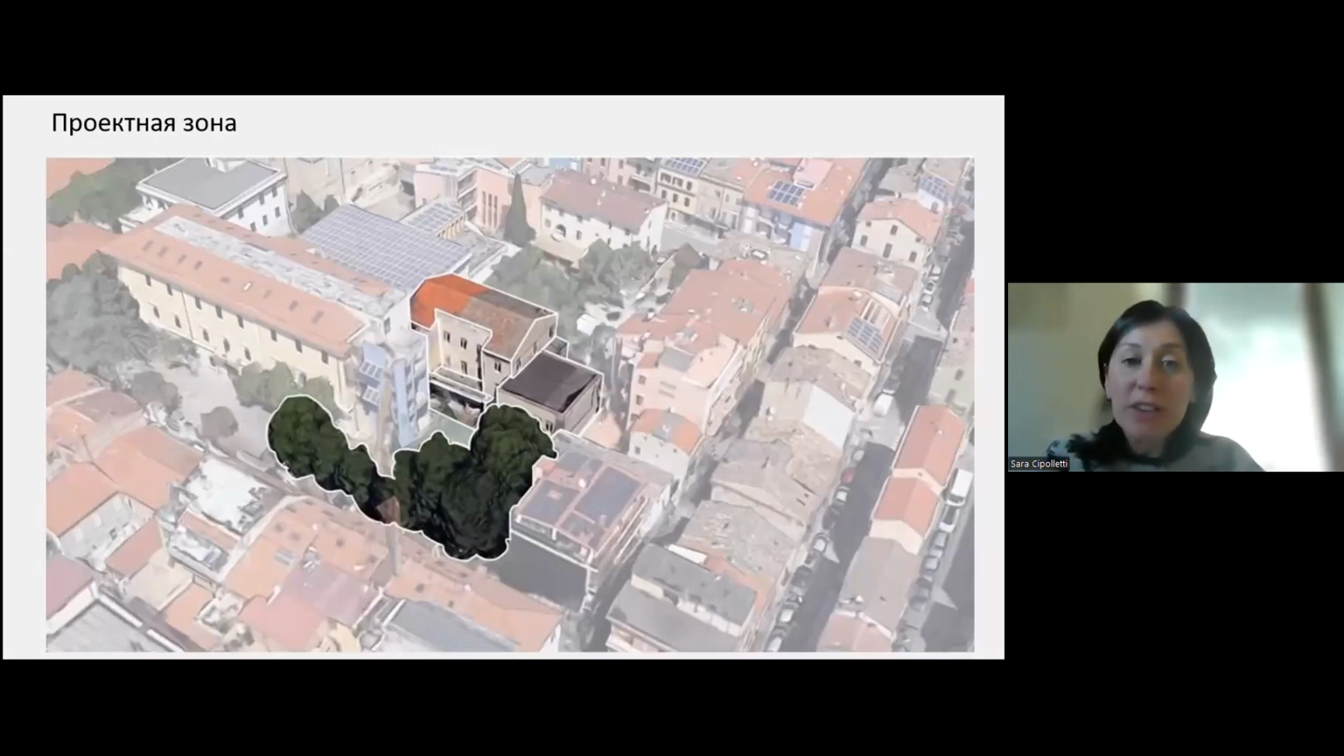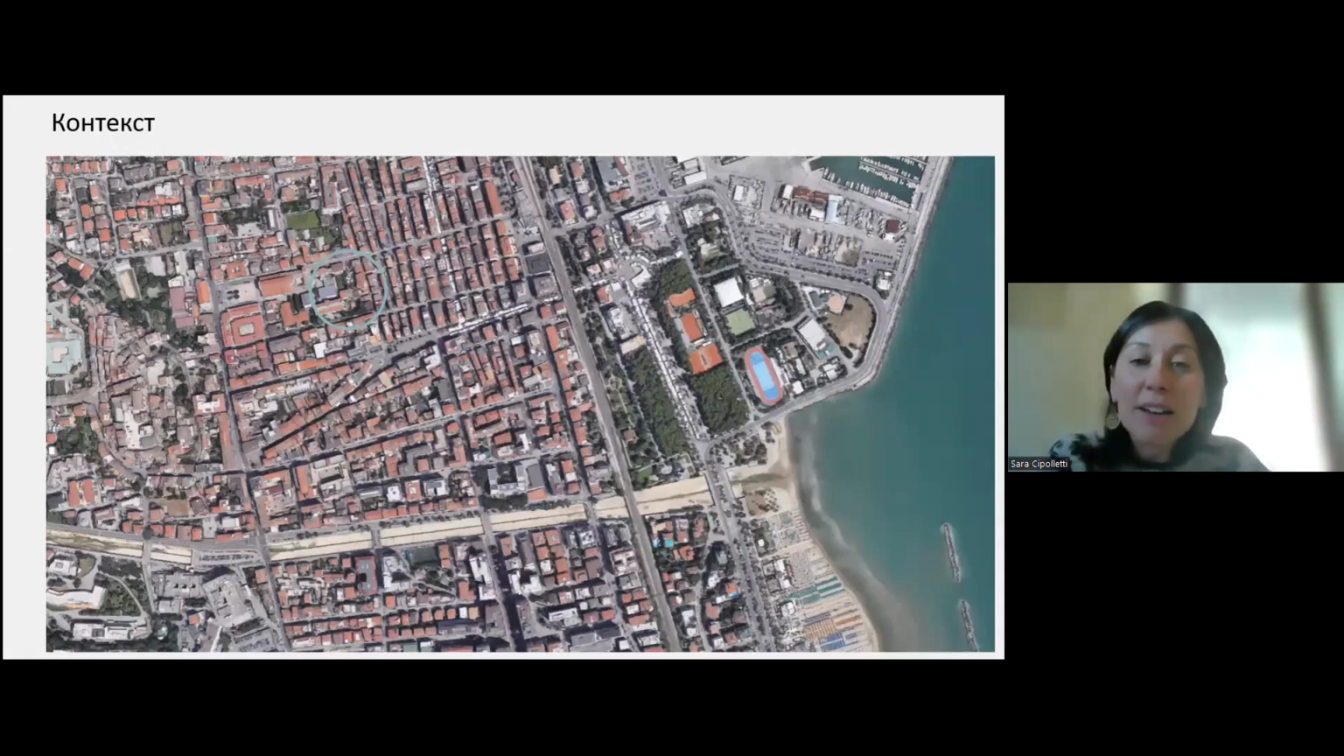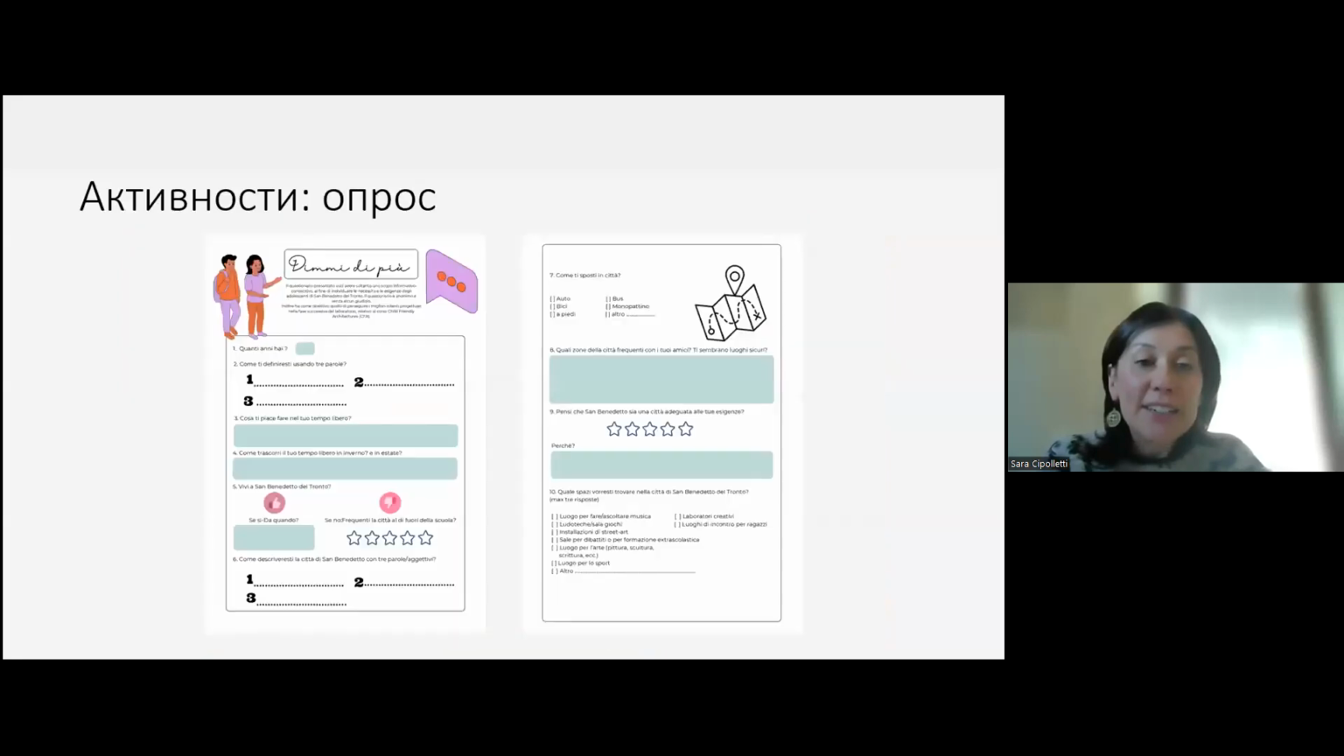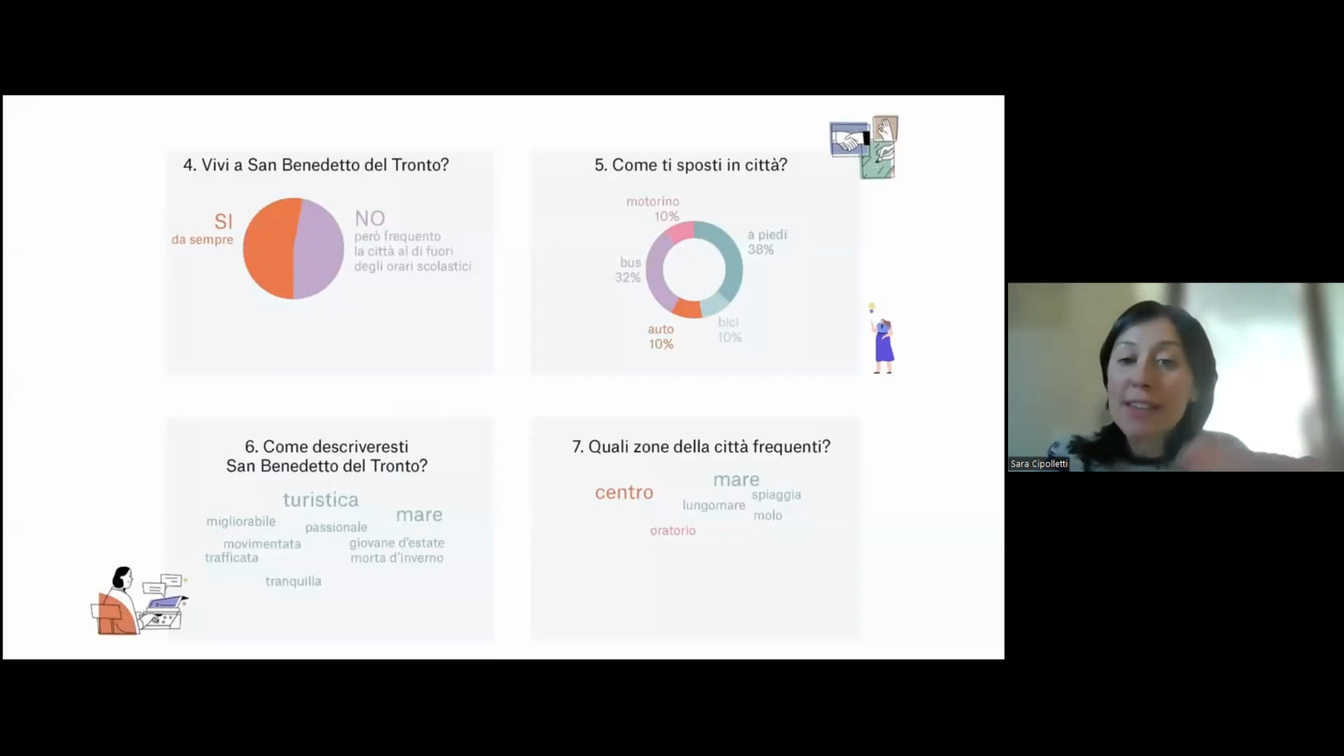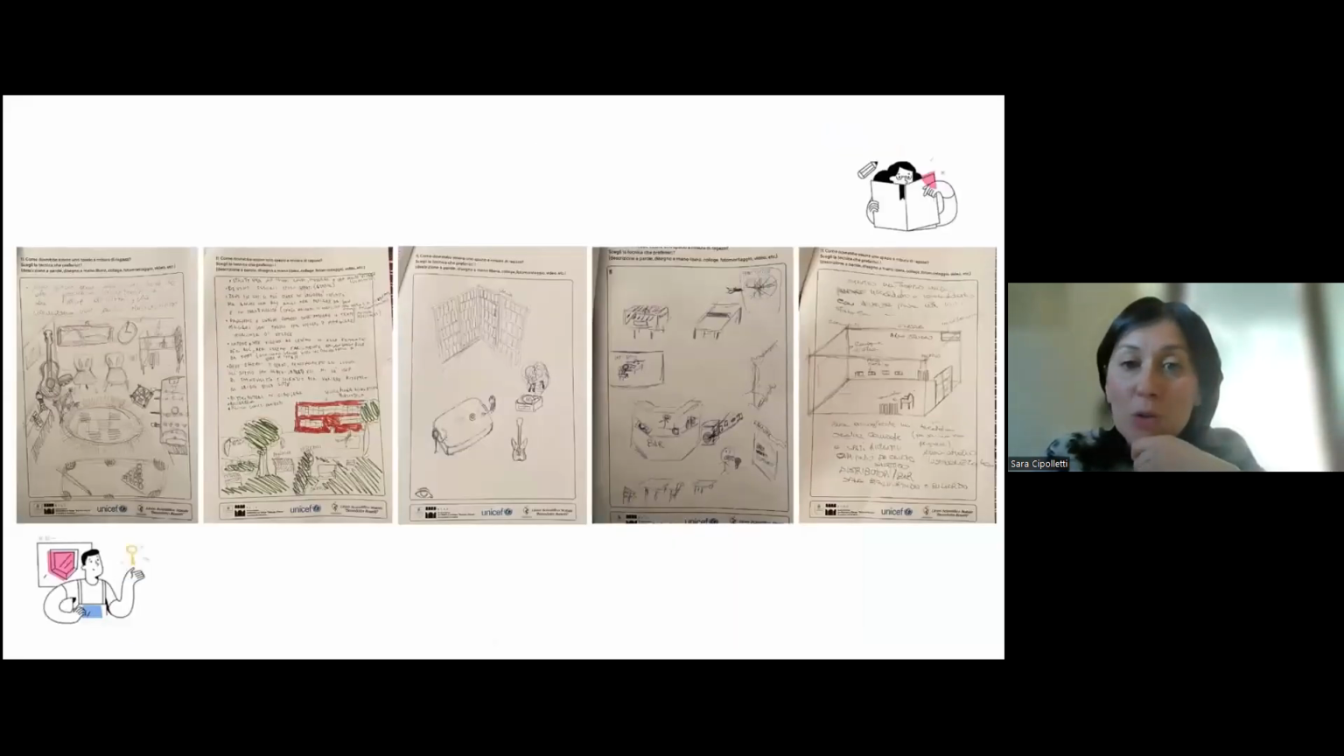And so we start with the visit. This is the area. We start with the visit, and then we make the survey. Every time, of course, the survey was built in a different way, depending on the participants of the course. For example, in this case we work with a high school, so with teenagers, and so we also use drawing, how they imagine and how they desire a space for them, for teenagers.